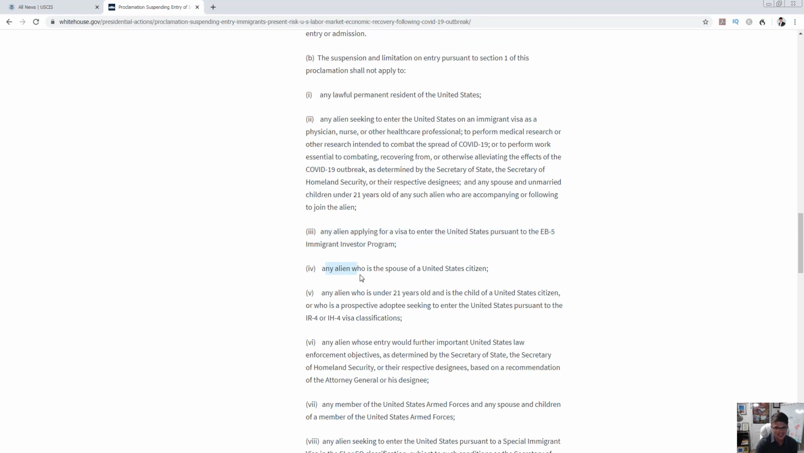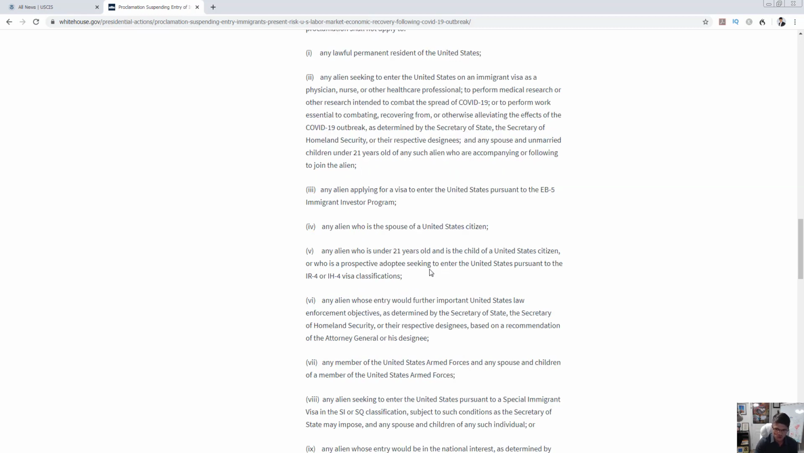Any alien who is the spouse of the United States citizen. So it doesn't matter which status you're in. If you do have your permanent residence already, or if you don't have yet your permanent residence and maybe just have an immigrant visa based on you married to a United States citizen, this does not apply to you. Okay. Any alien who is under 21 years old and is the child of the United States citizen.